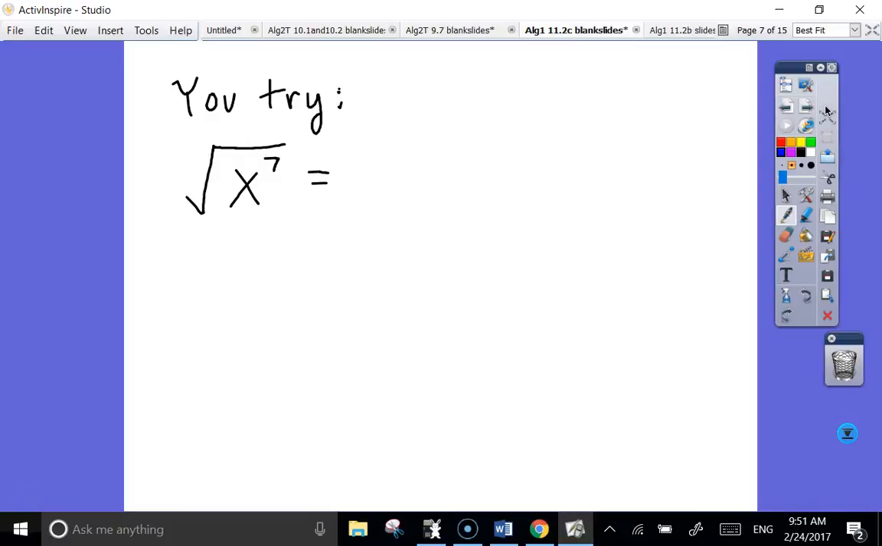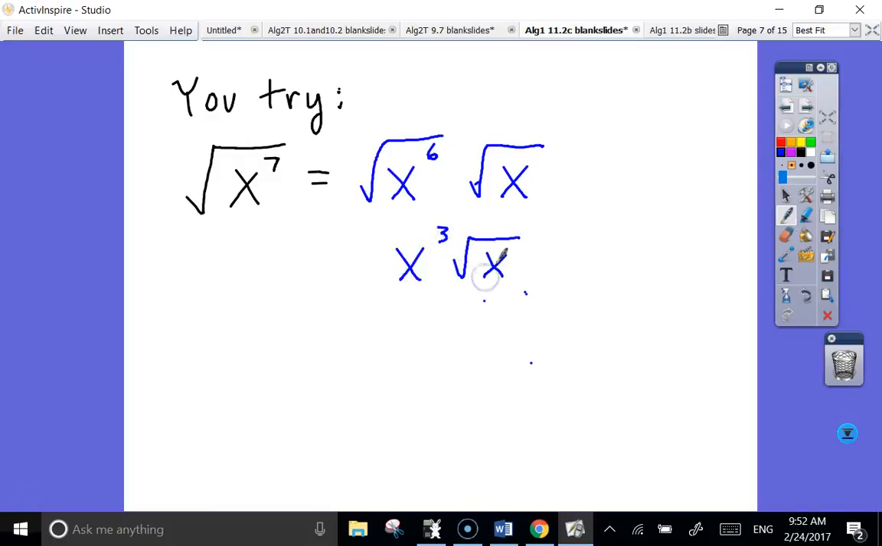How are you going to split up those x's? I'm going to make it x to the 6th times x, because doesn't that equal x to the 7th? Yeah. Because of properties of exponents, you add the exponents. So I can make this the square root of x to the 6th times the square root of x. And now how many x's come out of the square root of x to the 6th? 6 divided by 2? 3.